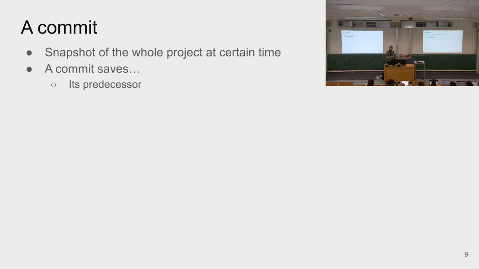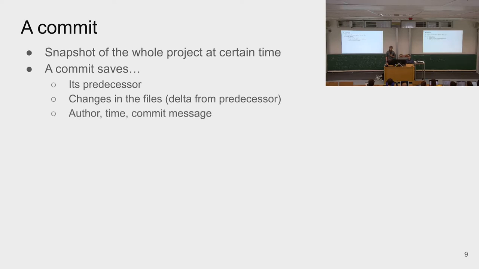For that, it references what the version before was, which is its predecessor, and the changes in the files, which is then the delta from the predecessor. Like I said, Git doesn't save the entire files, but only the differences in your files, which is way better, because sometimes you don't change all files, obviously. And it saves author, time and commit message. A Git commit is identified by a hash. Normally it's some hexadecimal string of, I don't know, 20 characters length. We will call them C1, C2 from now on, because it makes it easier to explain them.